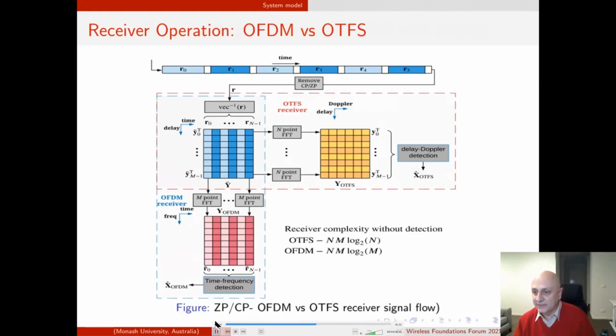And for OFDM, as we know, we can operate in the time frequency and do single tap equalization. In OTFS, we will have to do some extra operation to extract the information symbols. But if we just look at the receiver complexity without the detection, essentially we are mirroring the same complexity as the transmitter.